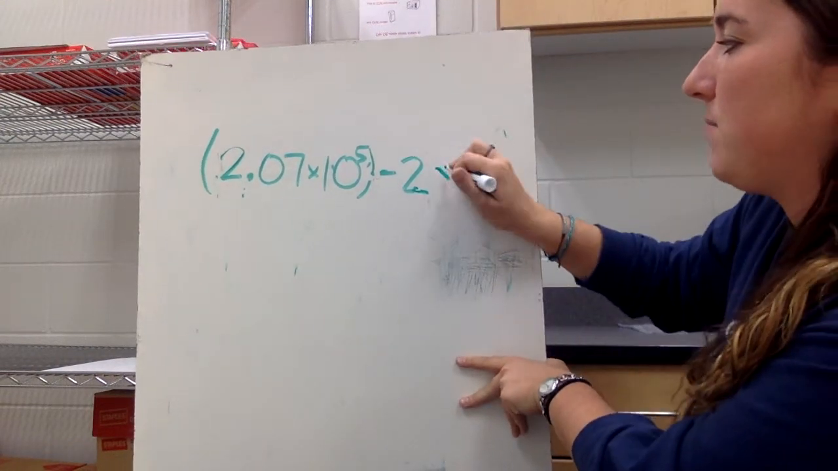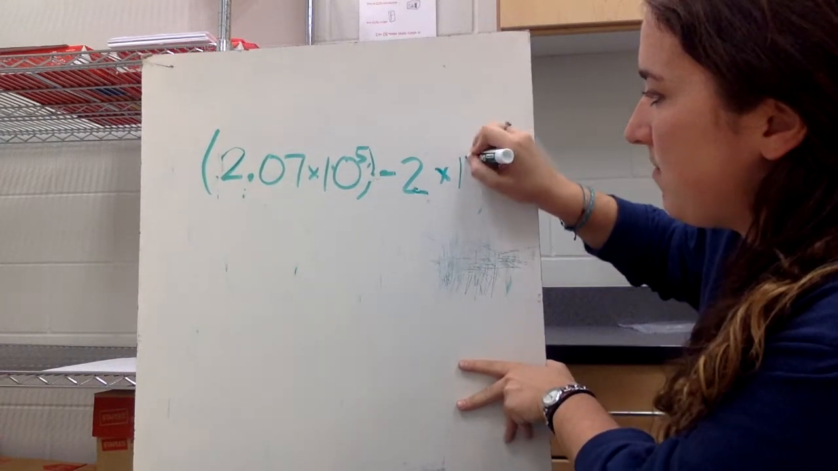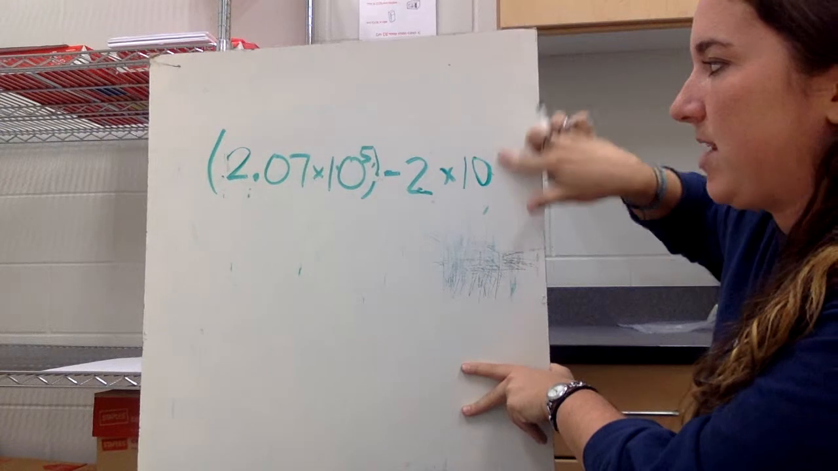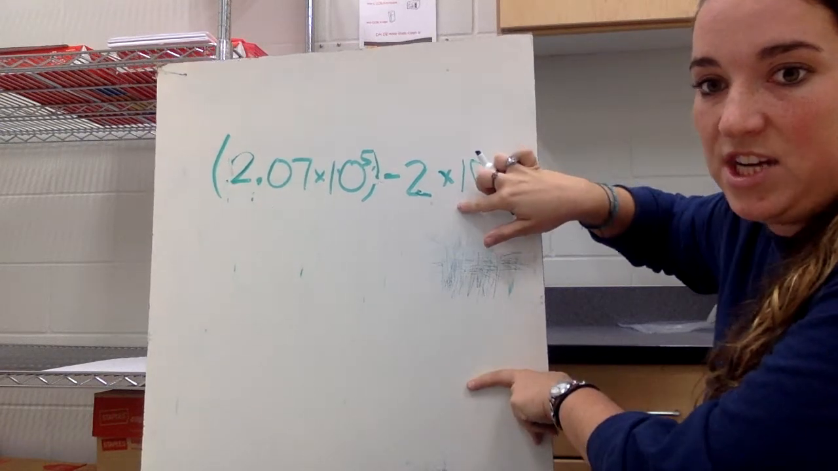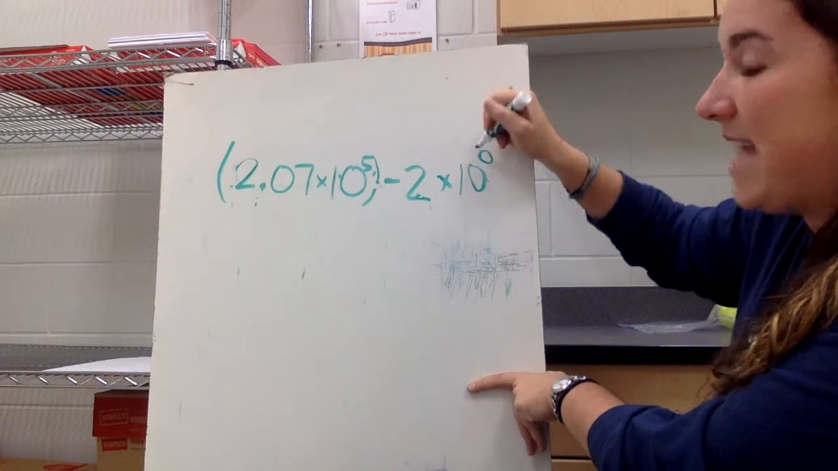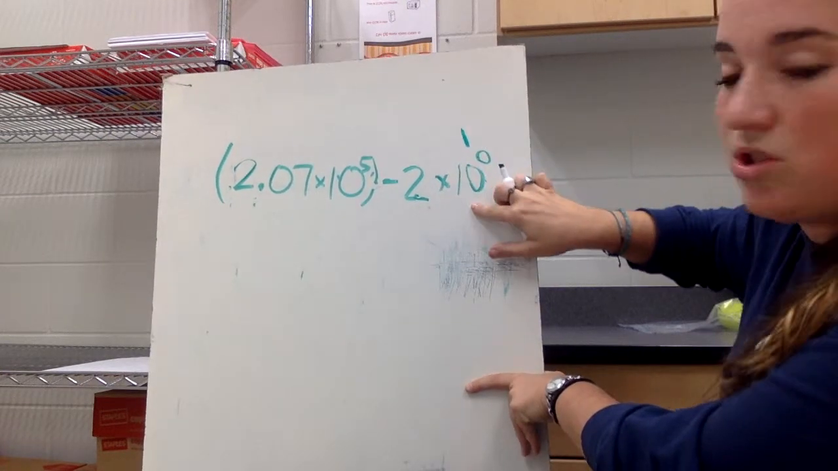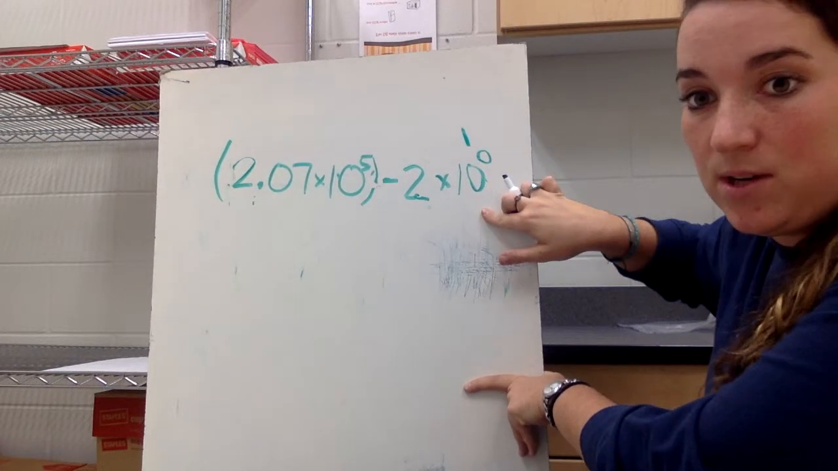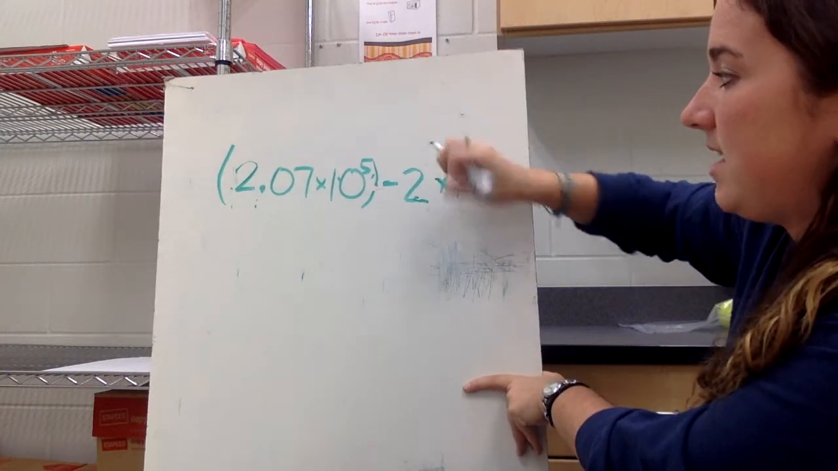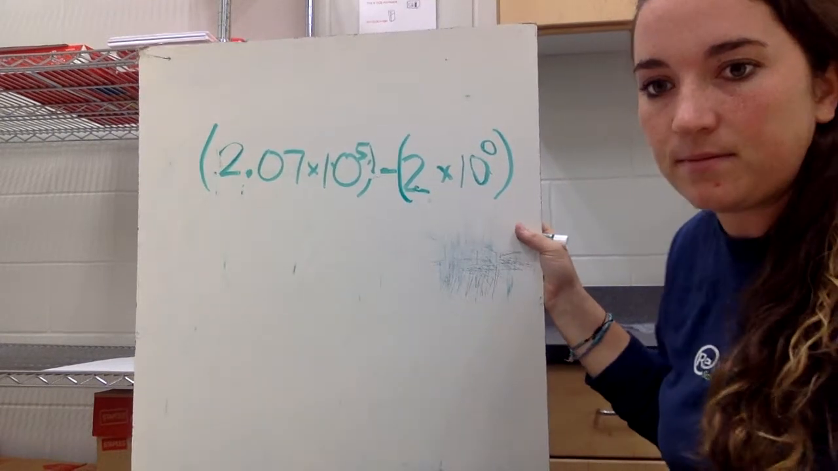What can I multiply 2 by so that it's in scientific notation? It needs to be something with a base of 10. What exponent can I give this 10 so that it won't change my 2 at all? I can give it a 0 because 10 to the 0 equals what? It equals 1. So this is just 2 times 1. 2 times 1 equals 2. So this is another way of writing 2 in scientific notation.